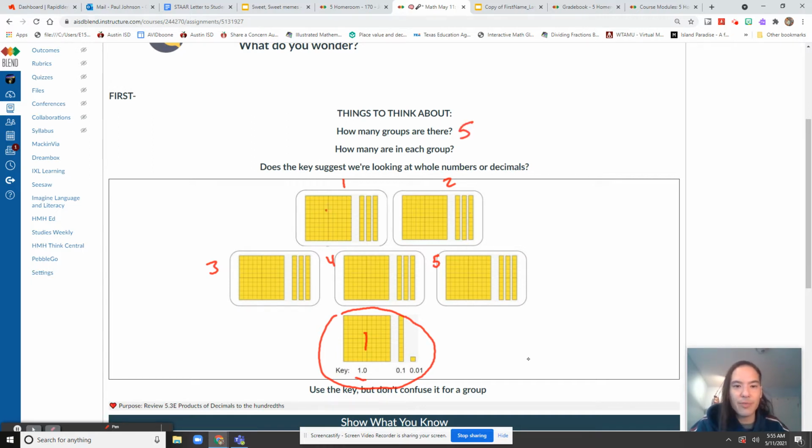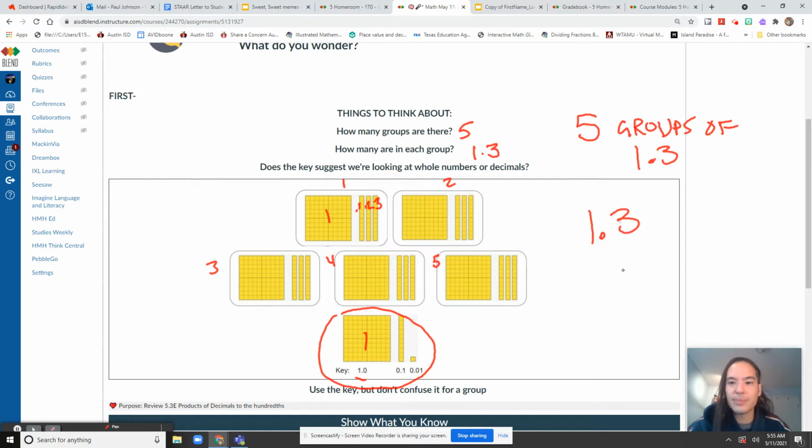How many are in each group? We have one whole, and then 1/10, 2/10, 3/10, and that looks like the same thing for every single one. So it looks like we have 1 and 3/10 in each group, one whole and 1, 2, 3/10. So really, what we're looking at here is 5 groups of 1 and 3/10. Another way to say that would be 1 and 3/10 times 5. All right, so we're looking at 5 groups of 1 and 3/10.